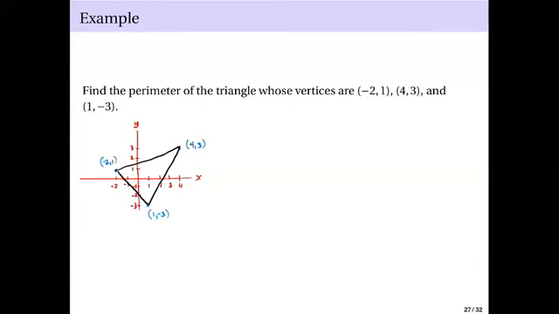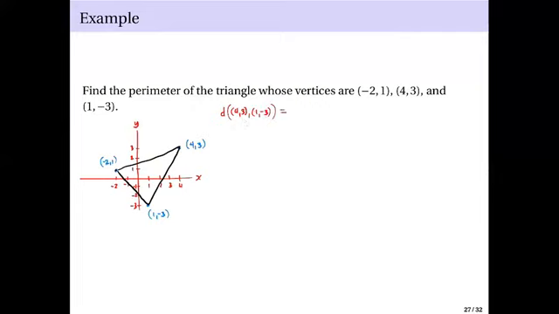So let's do that. For emphasis on which points we are using to find the distance, I'll put the points also inside the parentheses here. So I'm going to get the distance between (4, 3) and (1, -3). Okay? So we focus on these points first.